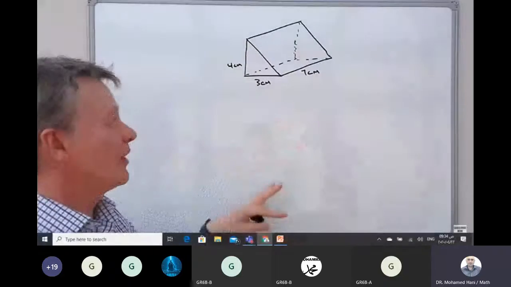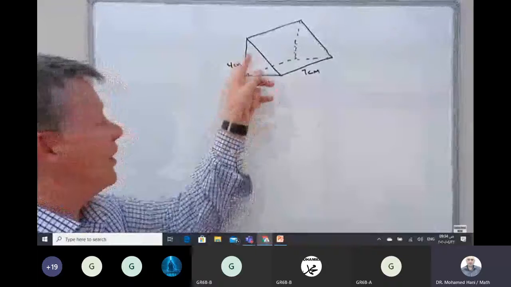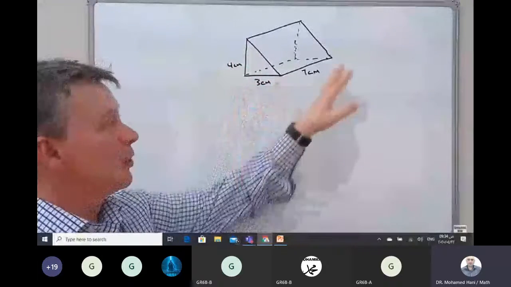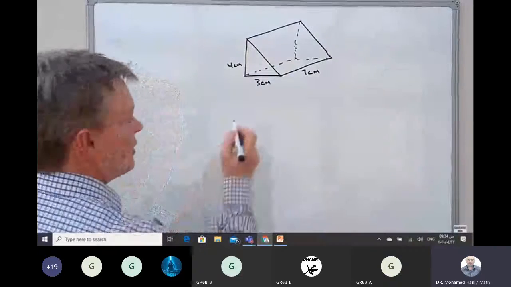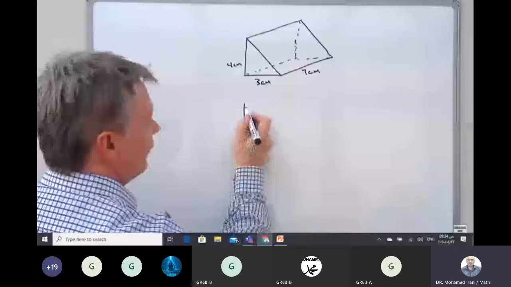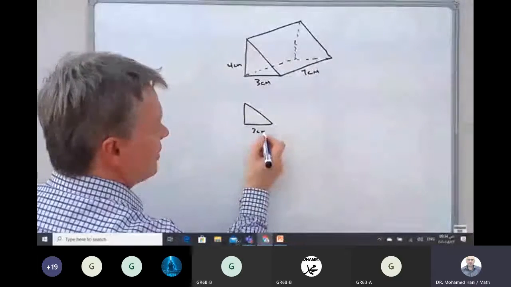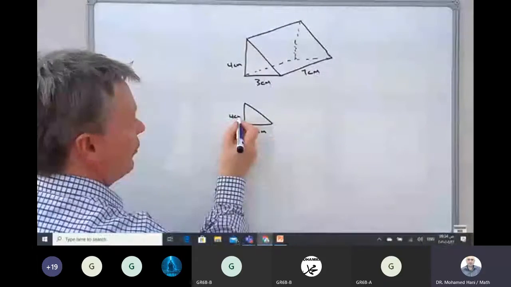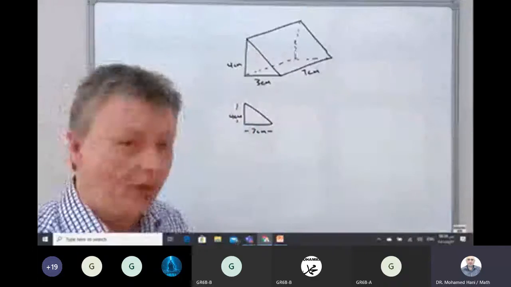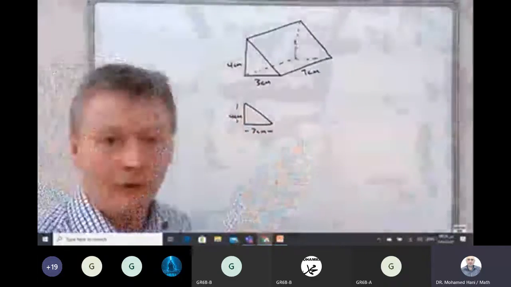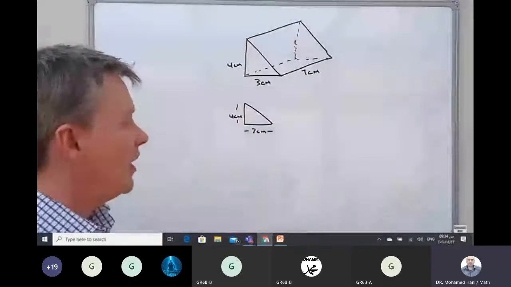So what we're going to do with this triangular prism is, firstly, work out the area of the triangle at the side, and then multiply it by the overall length. So the first thing is to look at the area of the triangle. Now this is 3 centimeters and this is 4 centimeters. If you have a look at the website, you'll be able to see how we calculate the area of triangles.